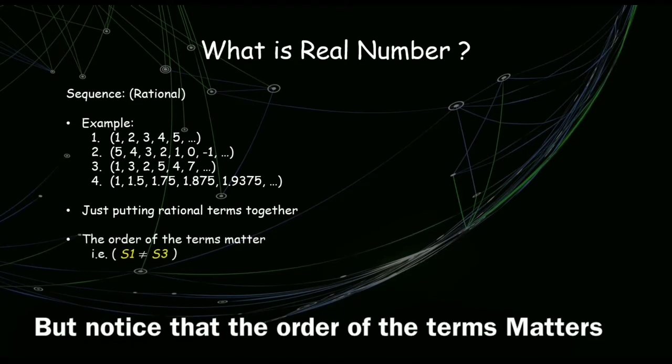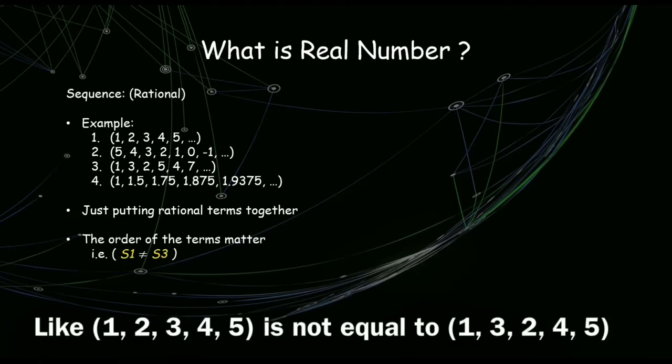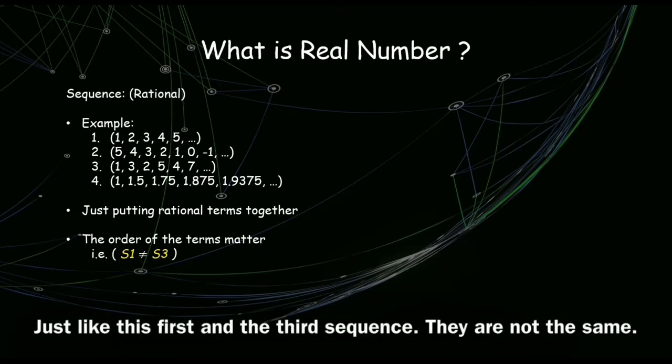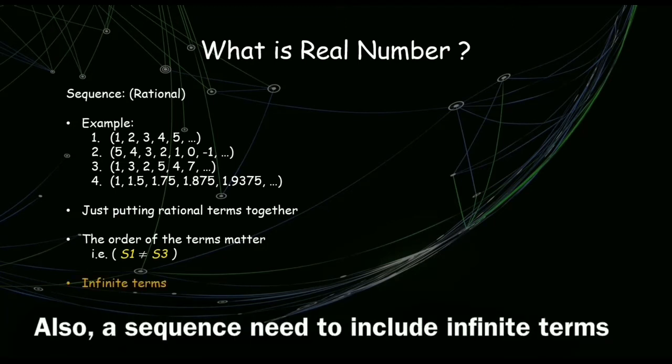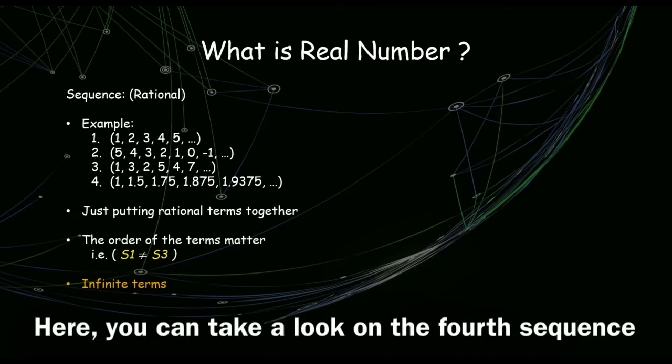But notice that the order of the terms matters, like 1, 2, 3, 4, 5 is not equal to 1, 3, 2, 4, 5. Just like the first and the third sequence, they are not the same. Also, a sequence needs to include infinite terms. Here, you can take a look at the fourth sequence.